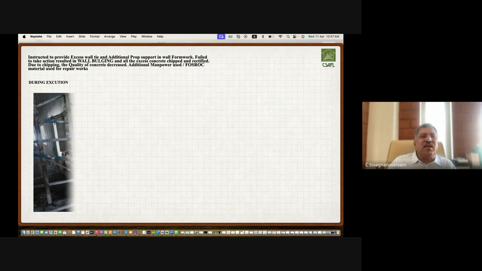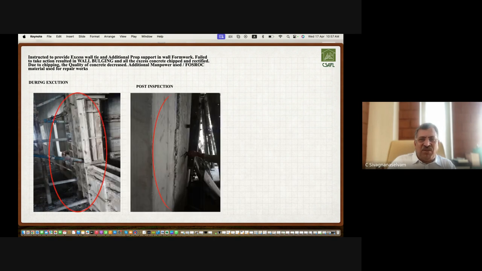Let us go to the next. This kind of issue, what will happen? And this is a Mivan structure. The first photograph shows you, once the shutter was placed, the contractor was instructed to fix additional props to avoid bulging, because the length of this Mivan structure is more, or the shutter may have been used for long, or because of the large number of repeated uses, it would have lost its character. So the supervisor instructed him to give an extra prop to support it from bulging.